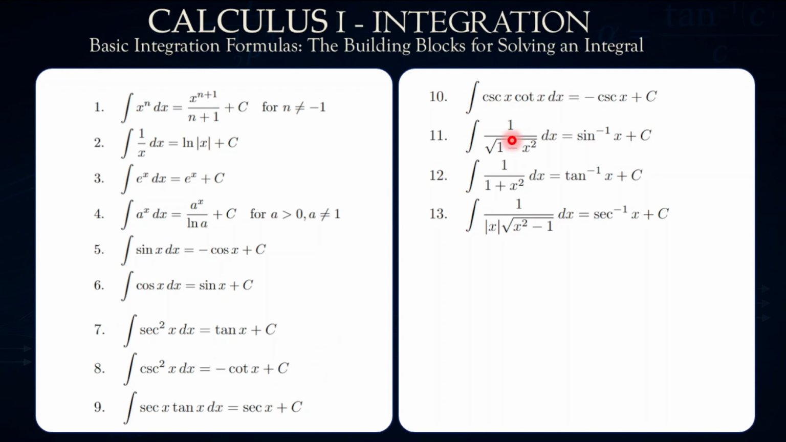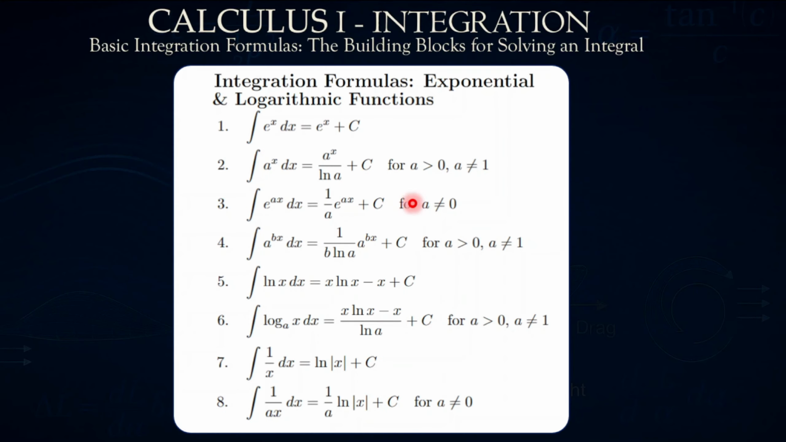Here you have the integral of 1 divided by the square root of 1 minus x squared dx, which is equal to arcsin of x plus c. The integral of 1 divided by 1 plus x squared is equal to tan to the power minus 1, or arctan of x plus c. The integral of 1 divided by x times the absolute value of x, square root of x squared minus 1, is secant to the power minus 1 x plus c. Also there are other forms that we might not have seen yet.